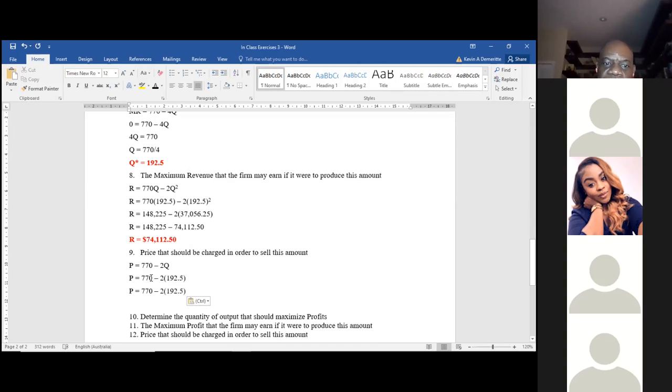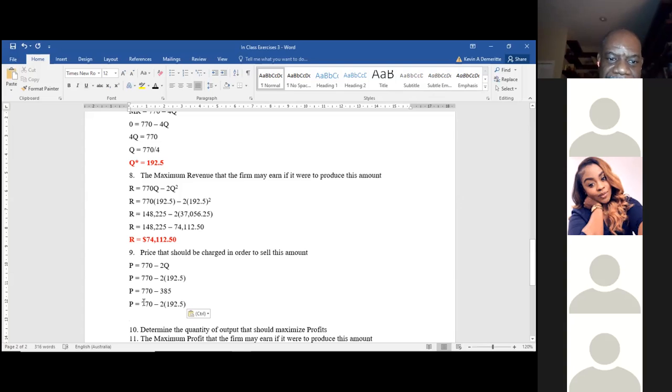Paste. All right, so what's 2 times 192.5? 385. 385 even. All right, and let's go with paste. And what's 770 minus 385? 385. And that's price, so $385.00 because we're dealing with dollars. Right.